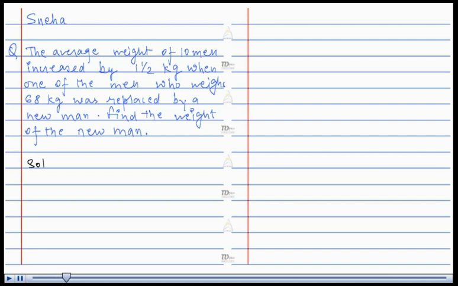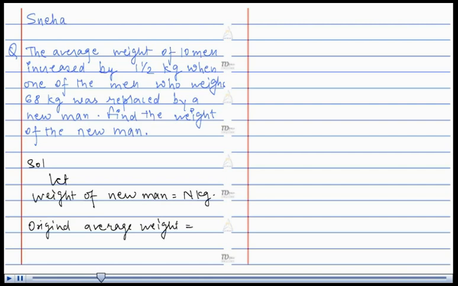The solution is, let the weight of new man is equal to n kgs and the original average weight is equal to, say, A. Since we know that average is equal to sum upon n, that is number of terms, and sum means addition of those terms.